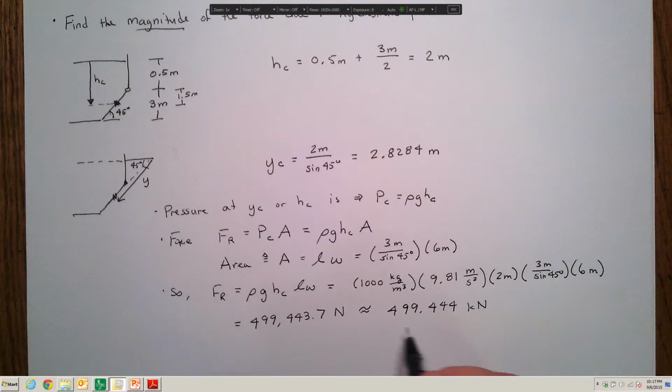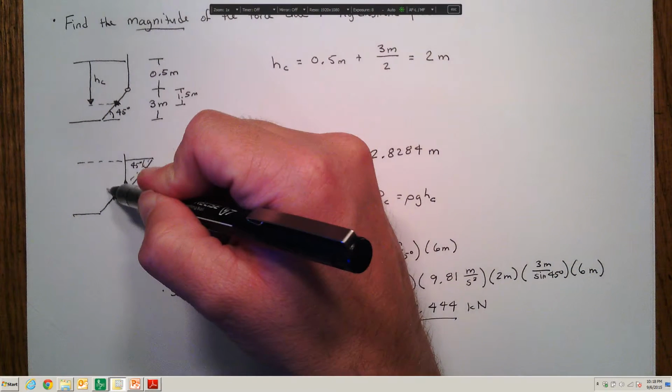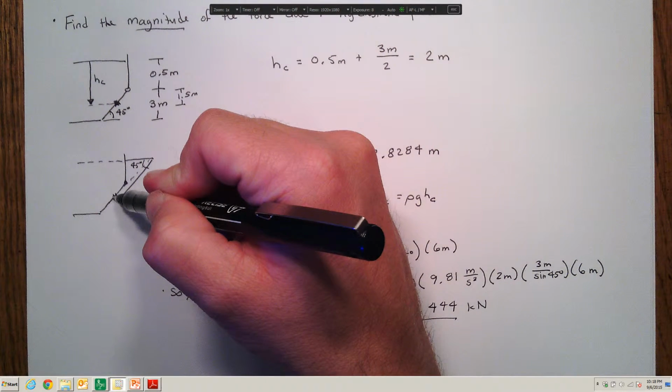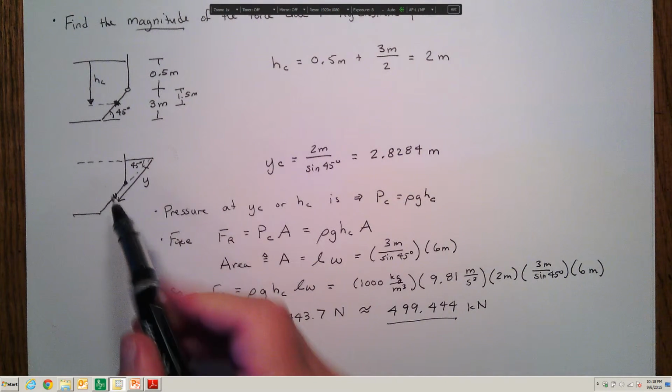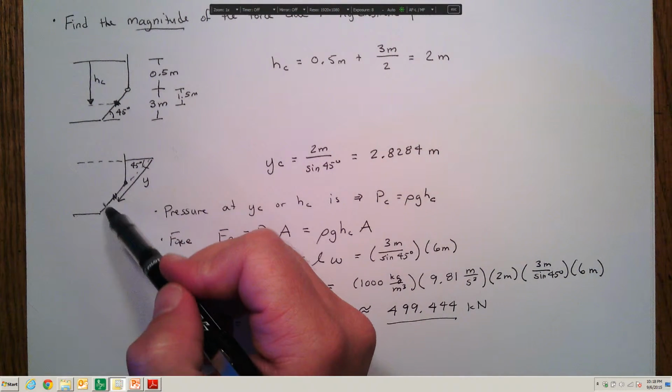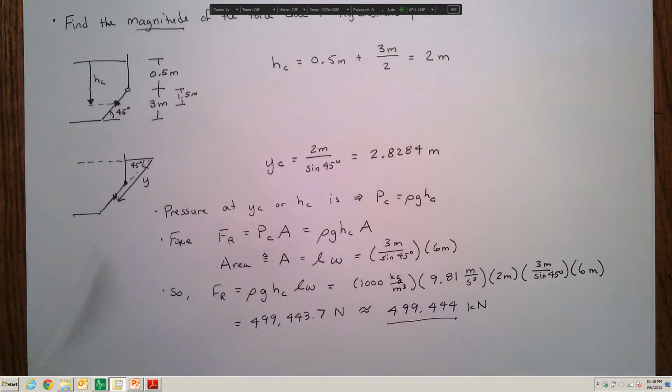Okay, so this is the magnitude of the force, but the force exerted on this plate does not act through the centroid. It acts a little bit lower down, because the pressure, and thus the force, is going to increase with depth in the fluid. So we need to know where the center of pressure is. We need to find the center of pressure, which we will label as y sub P.